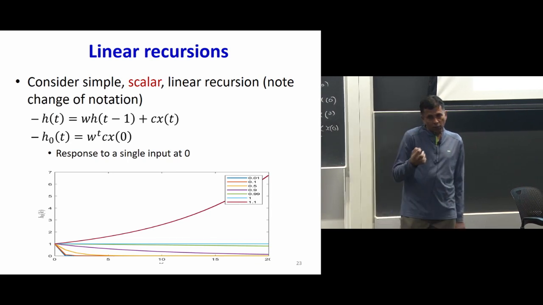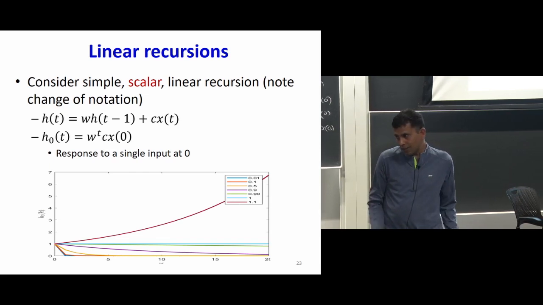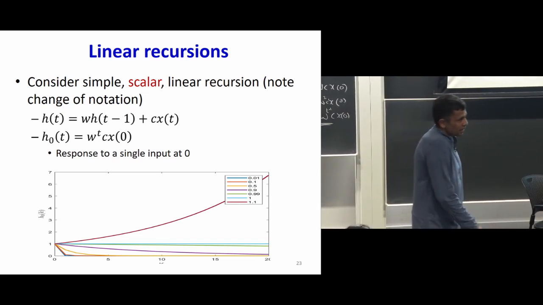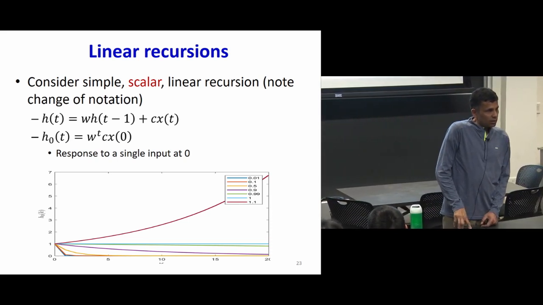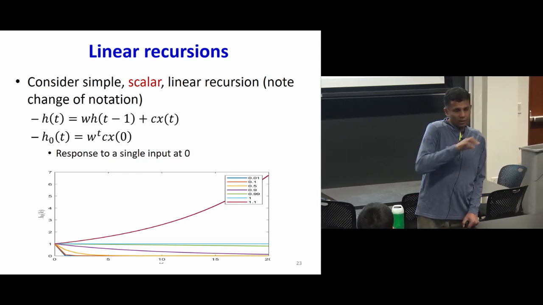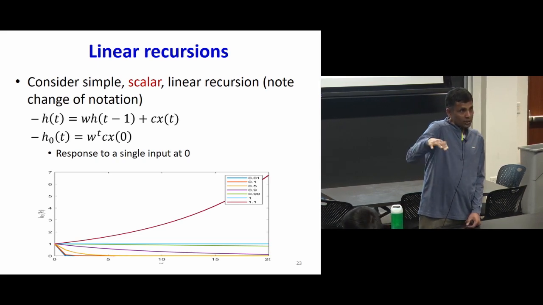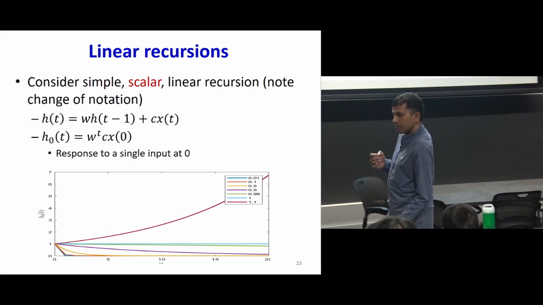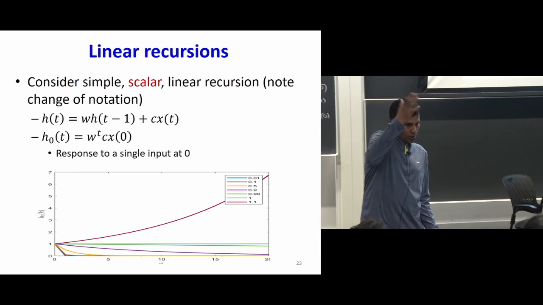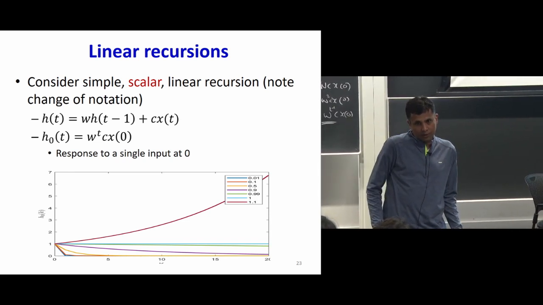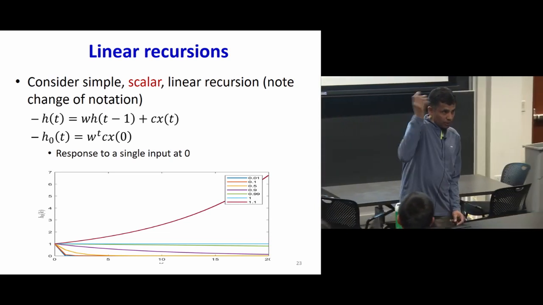What happens for different values of W? If W equals 0, what would the output at time t be? Just going to be C times X0. It's going to just maintain the same output throughout. What happens if W is less than 1? Wait, if W is 0, W is 1, it's just going to maintain the output. I made a mistake, right? So if W is 1, it's going to maintain its output throughout all time. What happens if W is less than 1? As t goes on, the whole thing sort of falls very quickly to zero, right? What happens if W is greater than 1? It's going to explode, right?